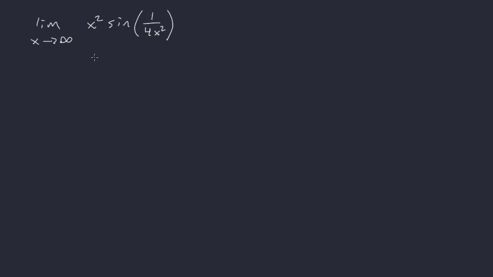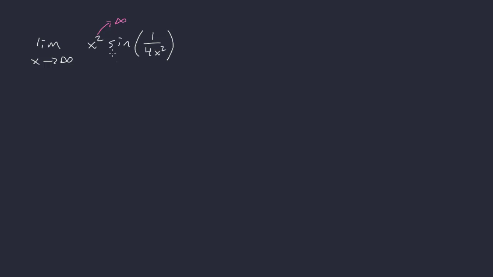All right, so let's take a look at this next example here. We have the limit as x goes to infinity of x squared times sine of 1 over 4x squared. Okay, so the x squared is definitely going to infinity. All right, and then here, the 1 over 4x squared, well, that's a 1 over infinity. So what's going on inside here is it's going to 0, and sine of 0 is 0. So this whole thing here is going to 0. Okay, so this is an infinity times 0 case.